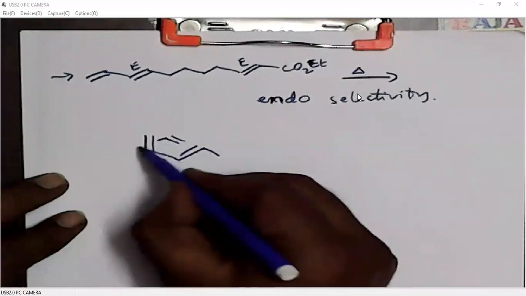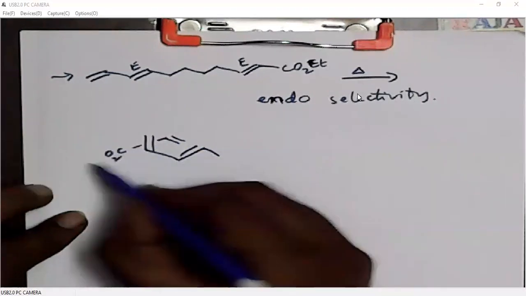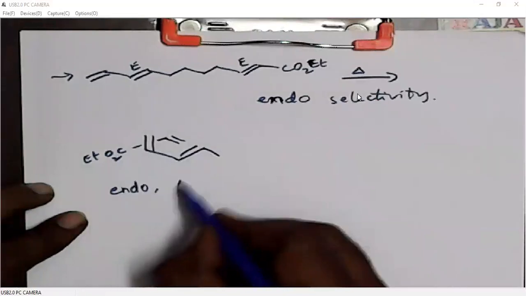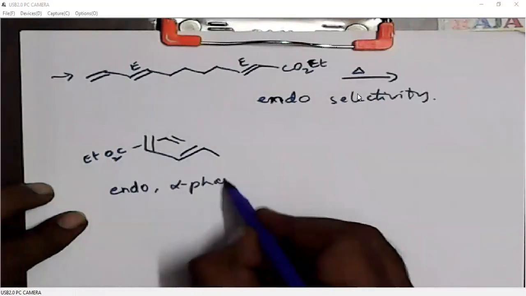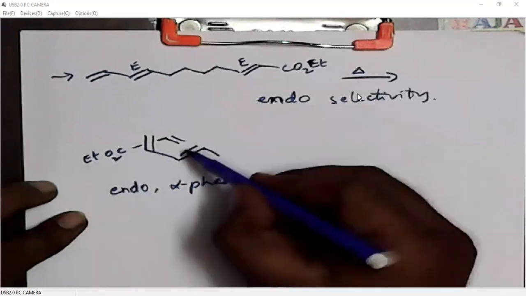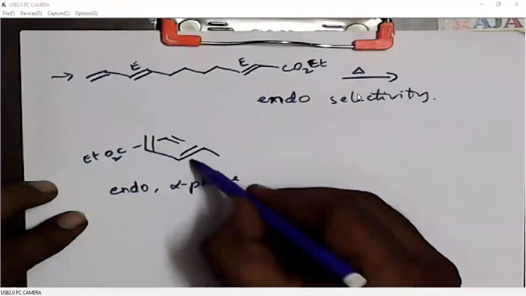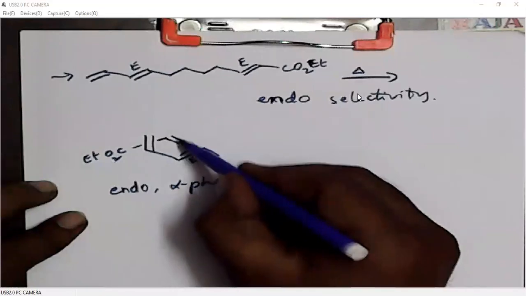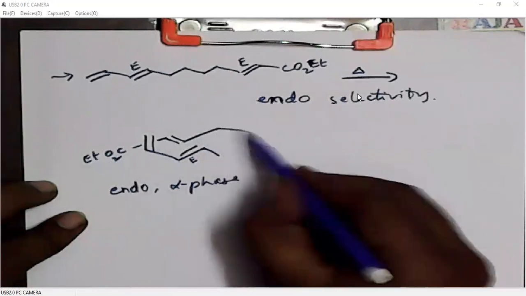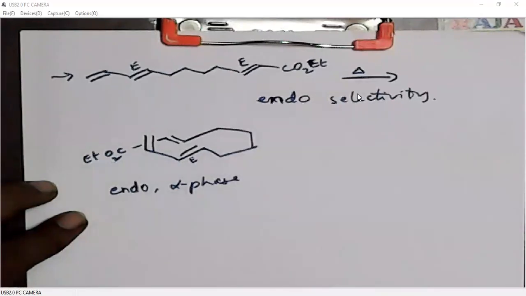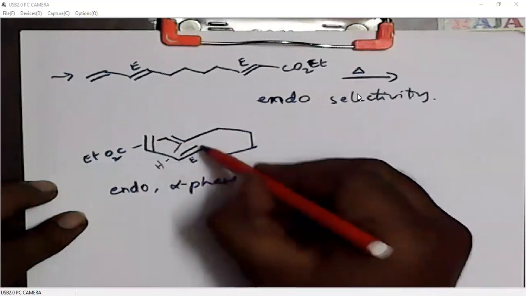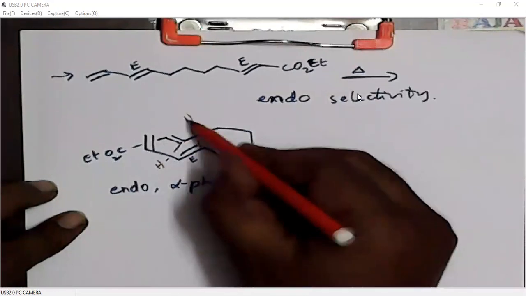For example, if it is endo selectivity from alpha phase, endo plus alpha phase, that means this group must be below the plane, right? Because it is an E double bond. Here it is an E double bond. This is also an E double bond, so it must be like this. 1, 2, 3, 4. Then we have two hydrogens. So this hydrogen like this, this hydrogen like this.